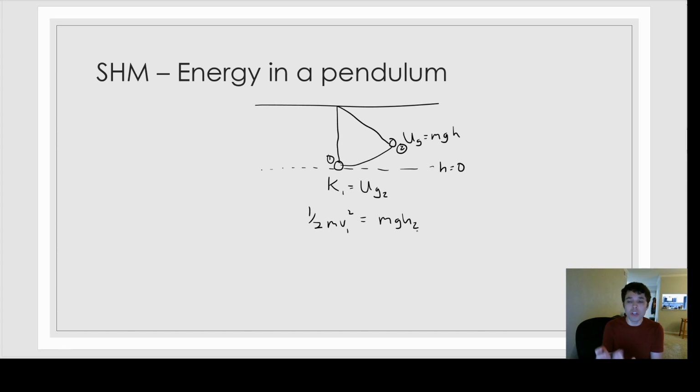You can use this information to solve all kinds of different problems that you might get, like how fast is the pendulum going at the bottom and stuff like that. You'll notice that both things have an m in them, so the m's will cancel.